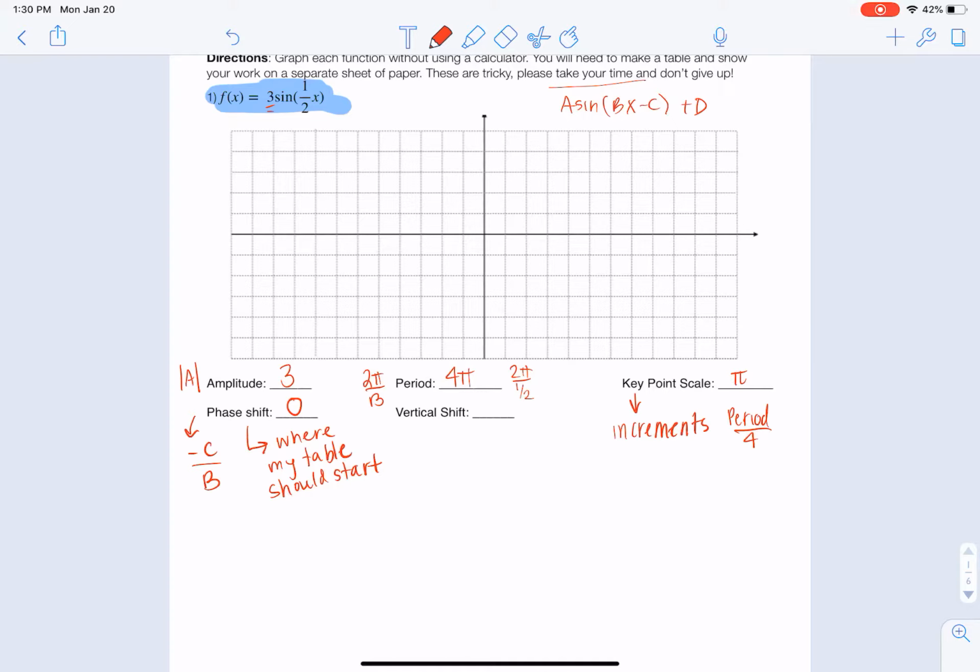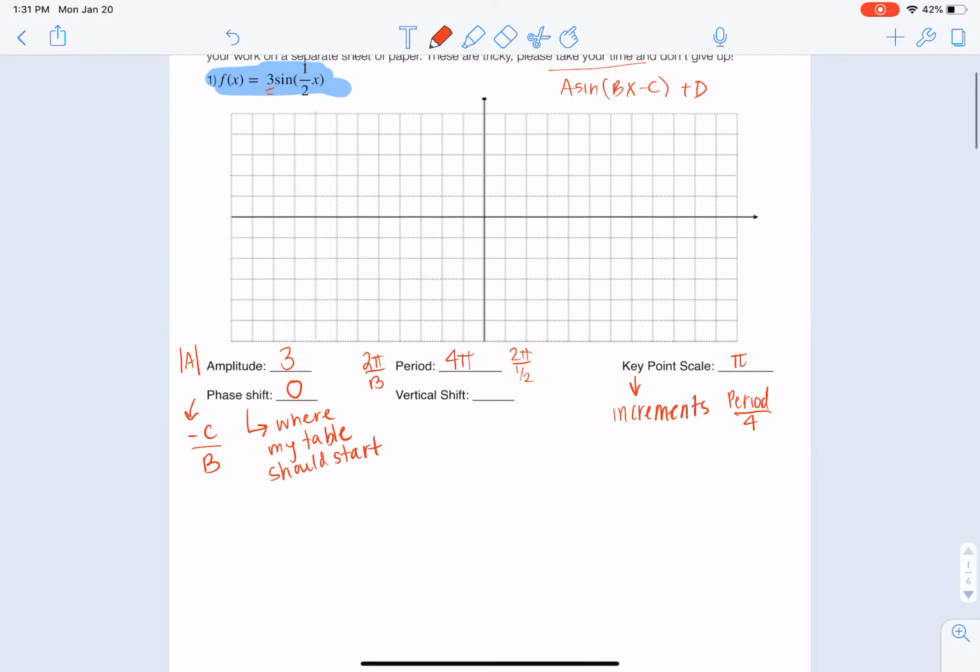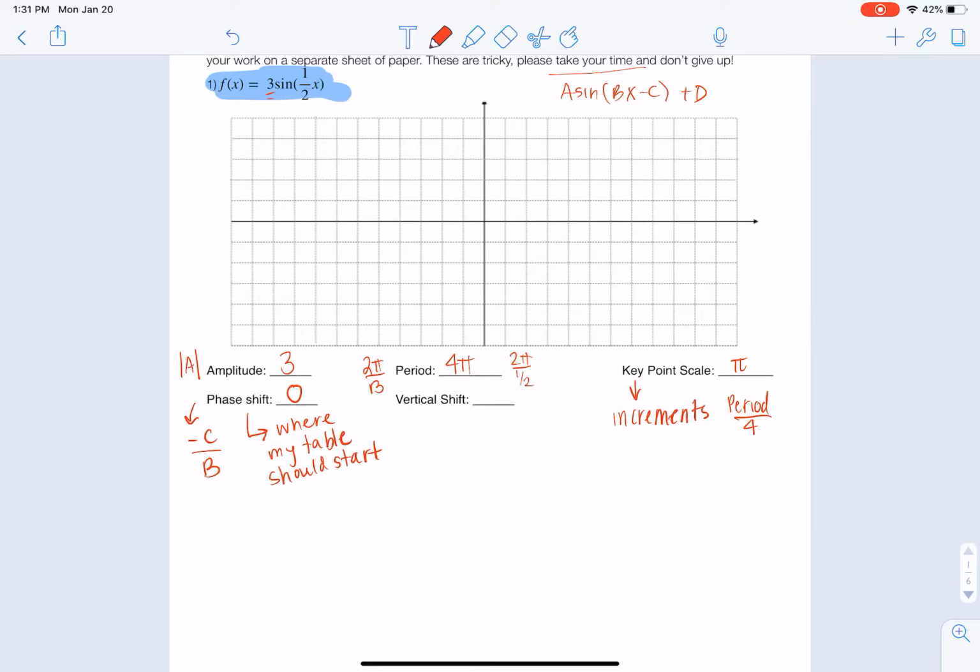So if I'm picking up my function and shifting it from left to right, I still want to graph some pretty nice values here. So I know that my table will start at 0. And my vertical shift, this would be if there was a d value, and there isn't any d value here.